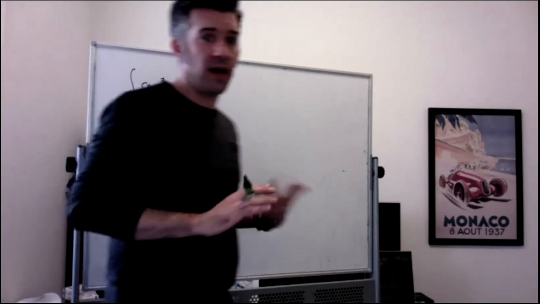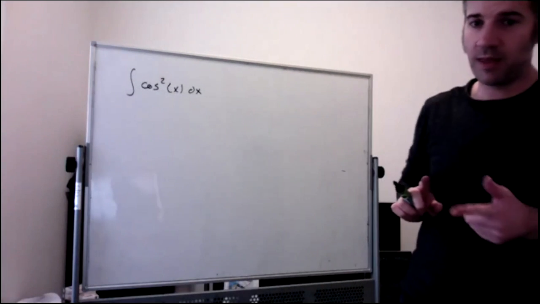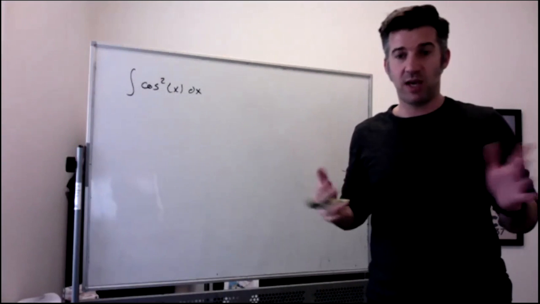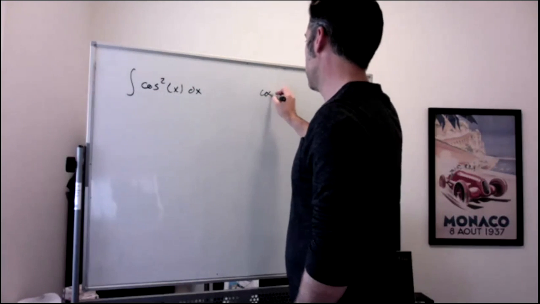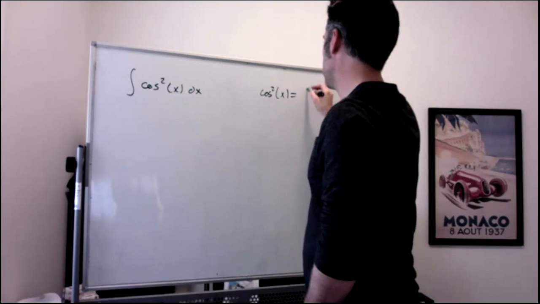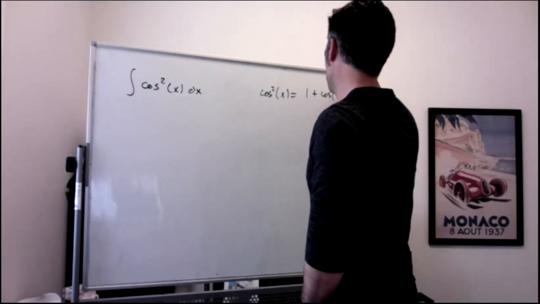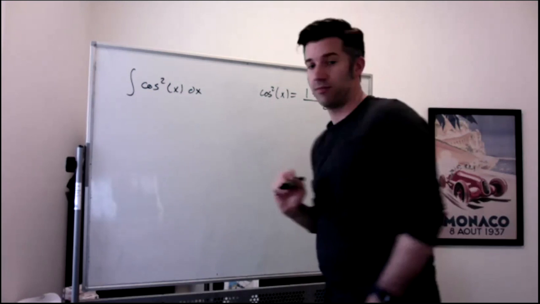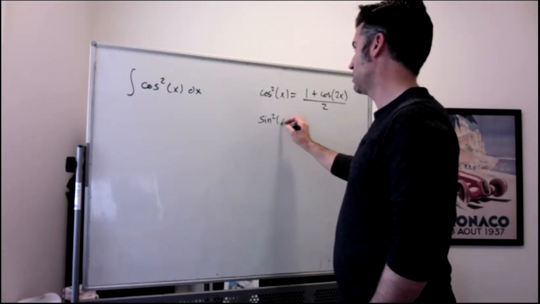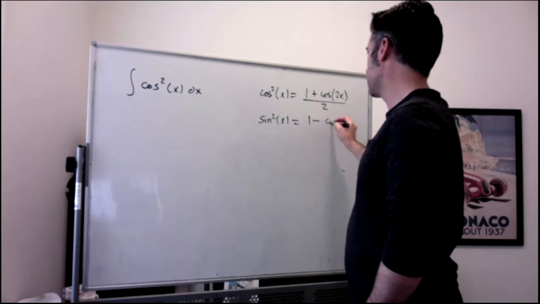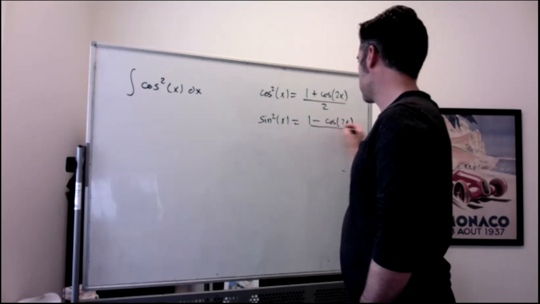So when you're integrating powers of sine and cosine, if all the powers are even, you have to use the half angle formulas. So the half angle formula says that cosine squared of x is equal to 1 plus cosine of 2x all over 2. And the half angle formula for sine is very similar. Sine squared of x is 1 minus cosine of 2x over 2.